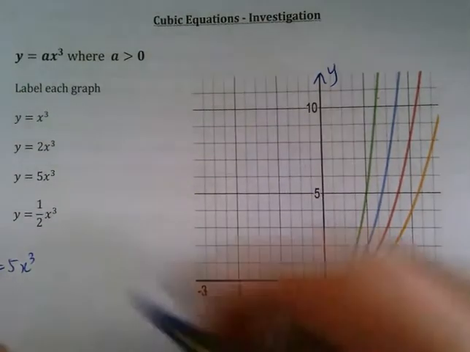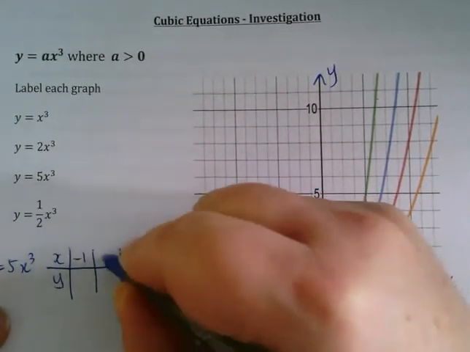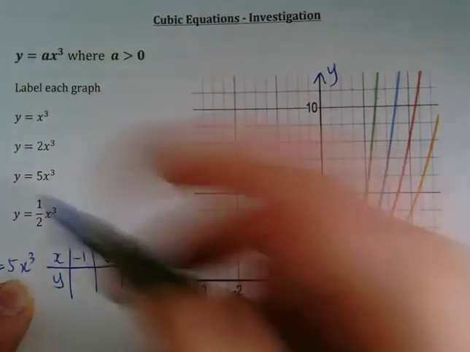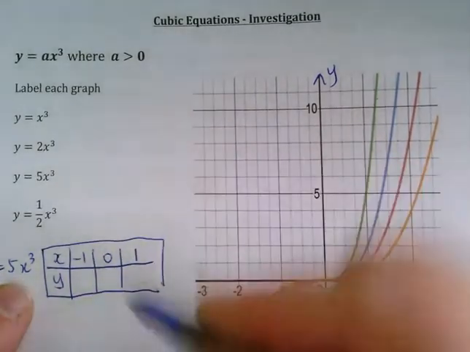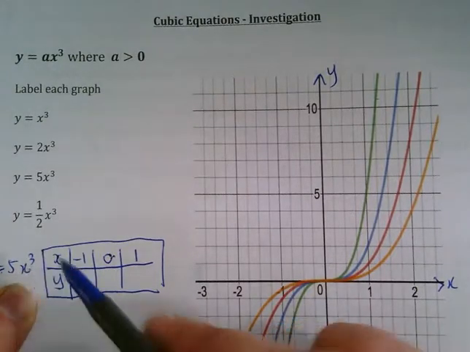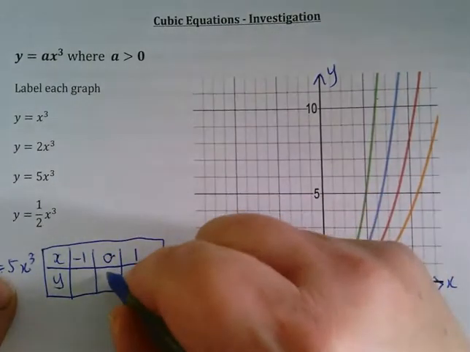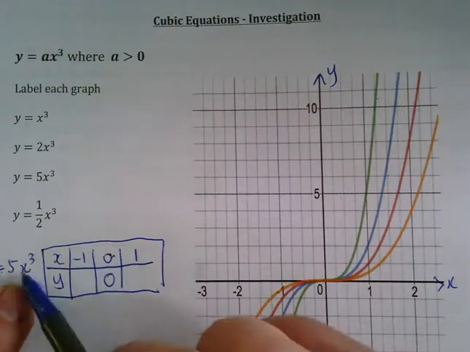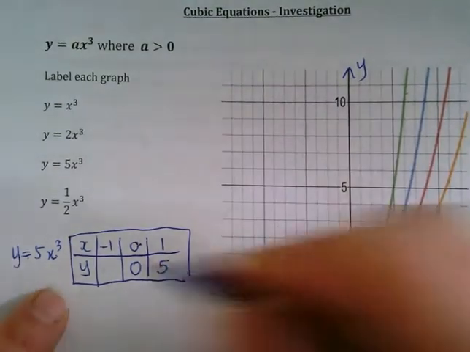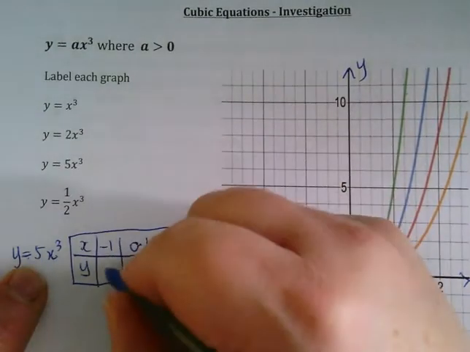I'm going to do a little table of values for y equals 5x cubed. I'm just going to do a couple of points: negative 1, 0, and 1. Actually, let's do 0. When x is 0, what's y? 0 cubed is 0, times 5 is 0. When x is 1, what's 1 cubed? 1. 1 cubed is 1, times 5 is 5. And for negative 1, what's negative 1 cubed? Negative 1, times 5 is negative 5.